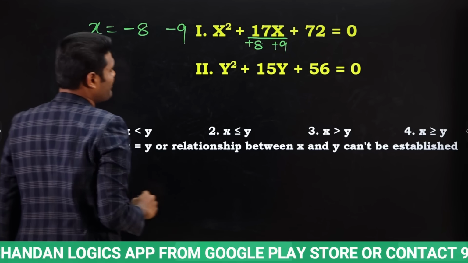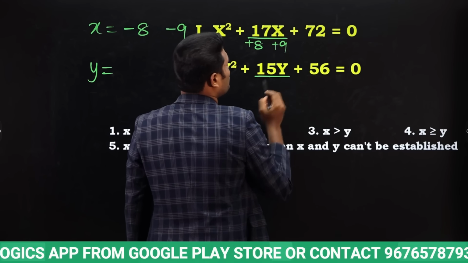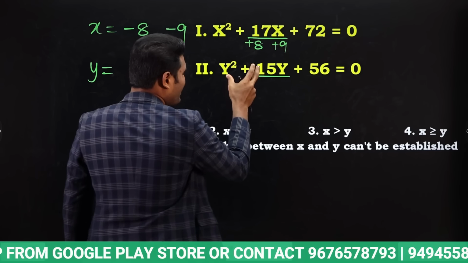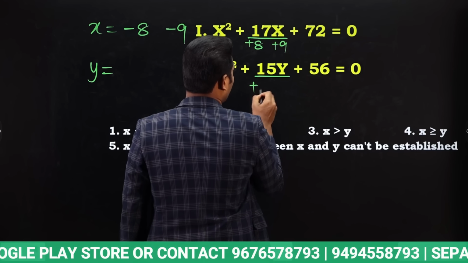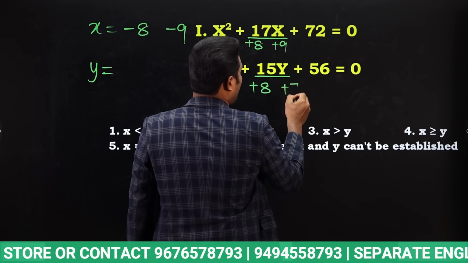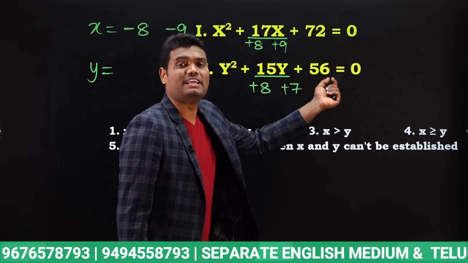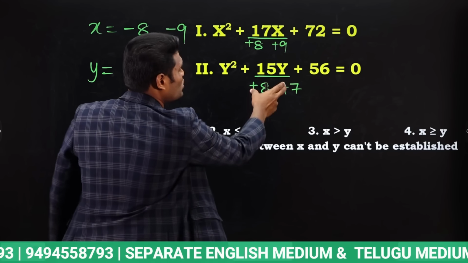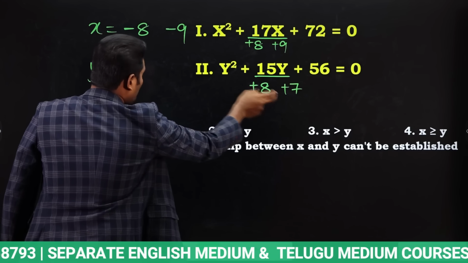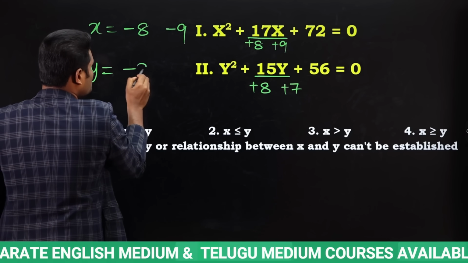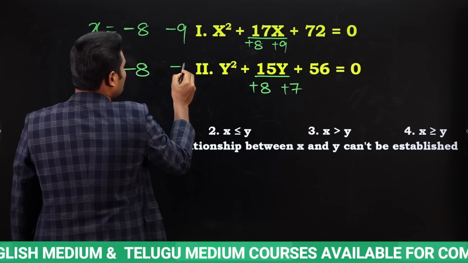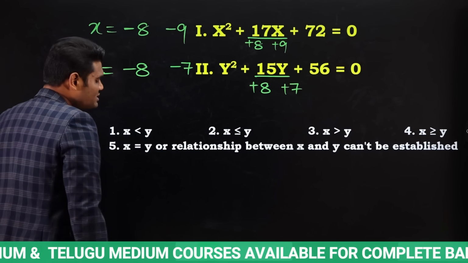Next, what about y value? If you observe here, this is 15y. As this is 15y, you can write this as plus 8 plus 7. Plus 8 plus 7 is nothing but plus 15. 8 7 times 56. Condition satisfied. Now roots will be exact opposite sign. If you take opposite, plus 8 is going to change as minus 8, plus 7 going to change as minus 7.